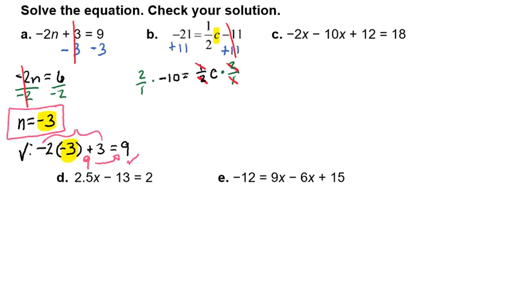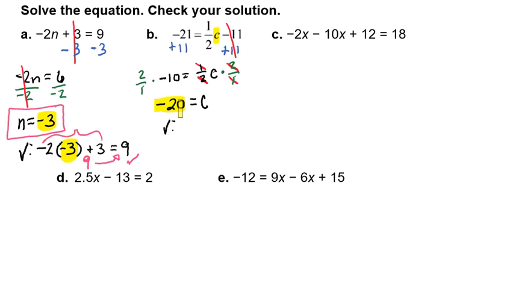And so that will leave me with just 1 times c on the right-hand side, but we don't write down the 1. It's invisible. And then on the left-hand side, we have 2/1, or just 2 times negative 10, which is a negative 20. And so now we're ready to check that solution.